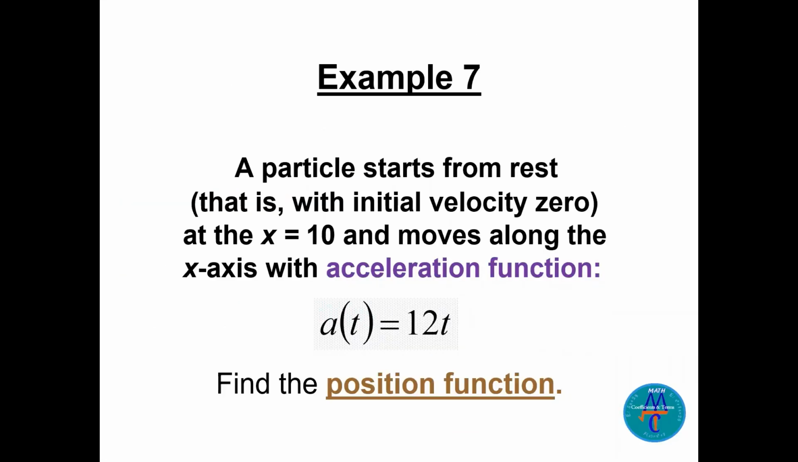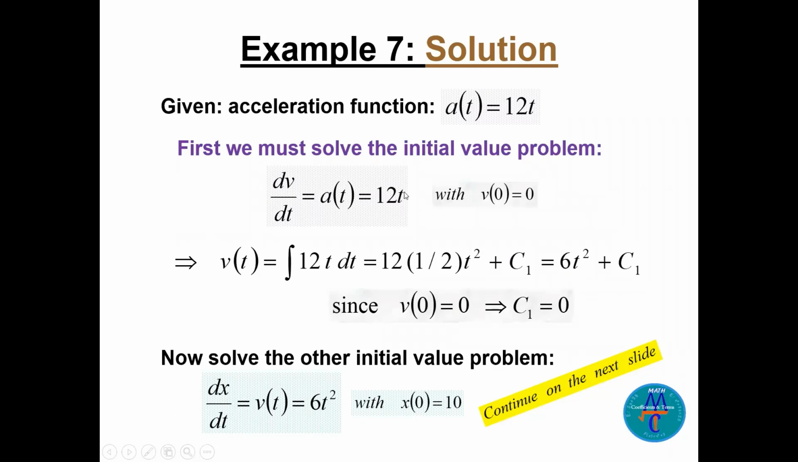Now let's look at example number 7. A particle starts from rest, that is, the initial velocity is 0, at x equals 10. This is the initial position, x equals 10, and it moves along the x-axis with acceleration function a of t equal to 12t. Find the position function. To find the position function, x of t, we have to go through the velocity actually.